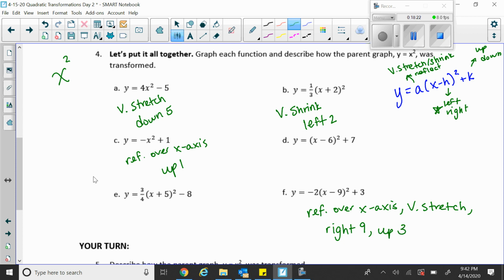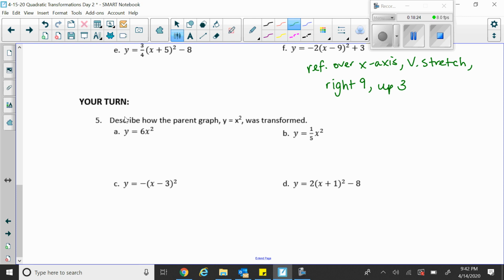Okay, so now what I want you to do is I want you to turn in the number 5. It's 4 of them. I just want you to tell me how each of these 4 were transformed. Was it vertically stretched? Was it reflected and moved up 5? Was it vertically shrunk and moved left 8? Or whatever. I'm just making stuff up. Okay, but that's what I want to know for each one of these. So you only have to turn in 4 problems. When you're finished, just upload them, and that will be your daily grade for the day.